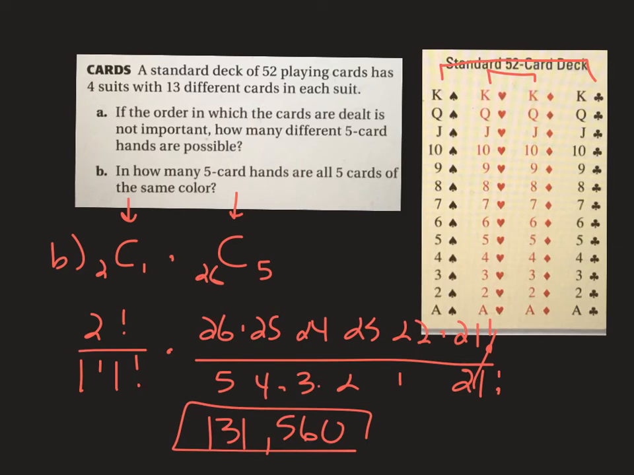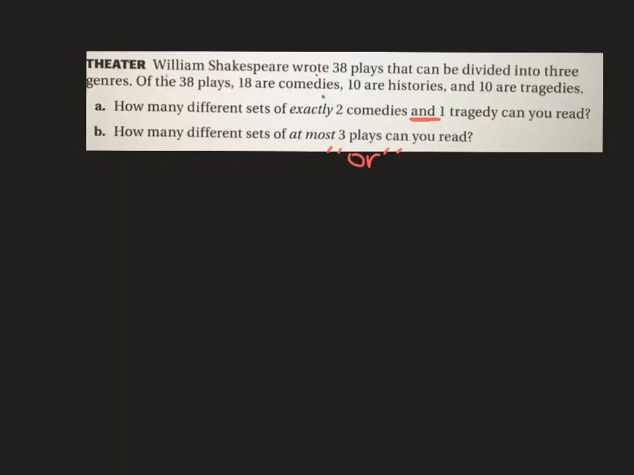So I hope that made some sense. The first part is a little bit easier than the second, but sometimes you have to multiply combinations together, and that's why they want you to see that problem right there. One more. All right, William Shakespeare wrote 38 plays that can be divided into 3 genres. Of the 38 plays, 18 are comedies, 10 are histories, and 10 are tragedies. How many different sets of exactly 2 comedies and 1 tragedy can you read?